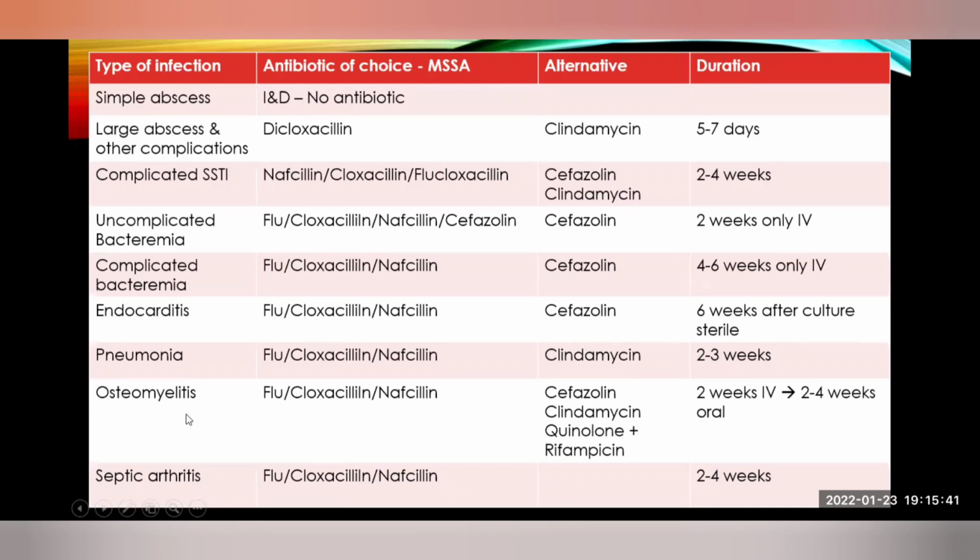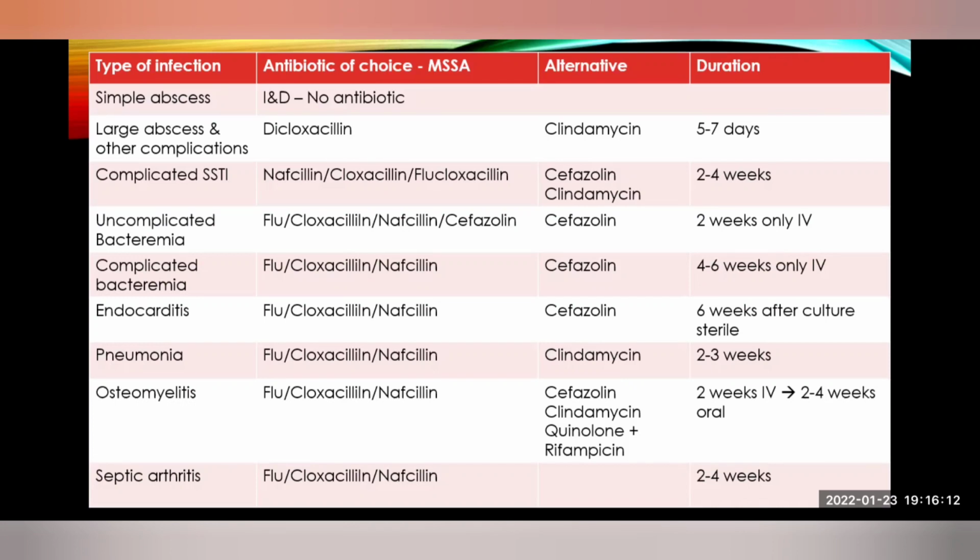to 3 weeks. Osteomyelitis and septic arthritis are a little difficult to treat. Again, in both of them, adequate source control is very, very necessary. And in case of native osteomyelitis, the duration of treatment is 2 weeks of IV followed by 2 to 4 weeks of oral. And in case it is prosthetic joint associated osteomyelitis, if you can, it is better if you can remove or change the prosthesis.